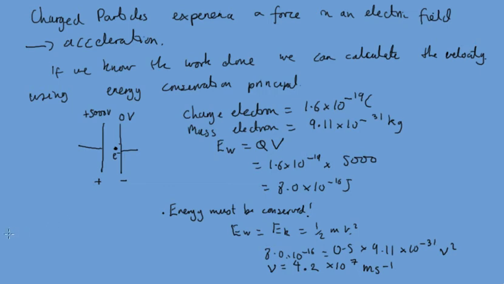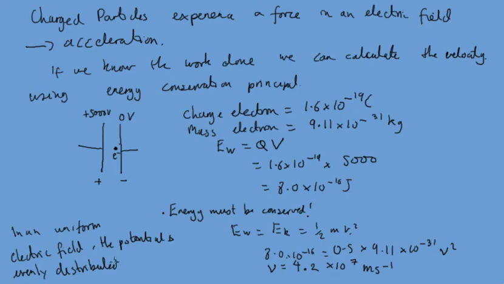It's also to be noted that in a uniform electric field, the potential is evenly distributed. So say you've got parallel plates at 0 and 100 volts, the midpoint would be 50 volts. For plates at 0 and 5,000 volts, the midpoint would be 2,500 volts.